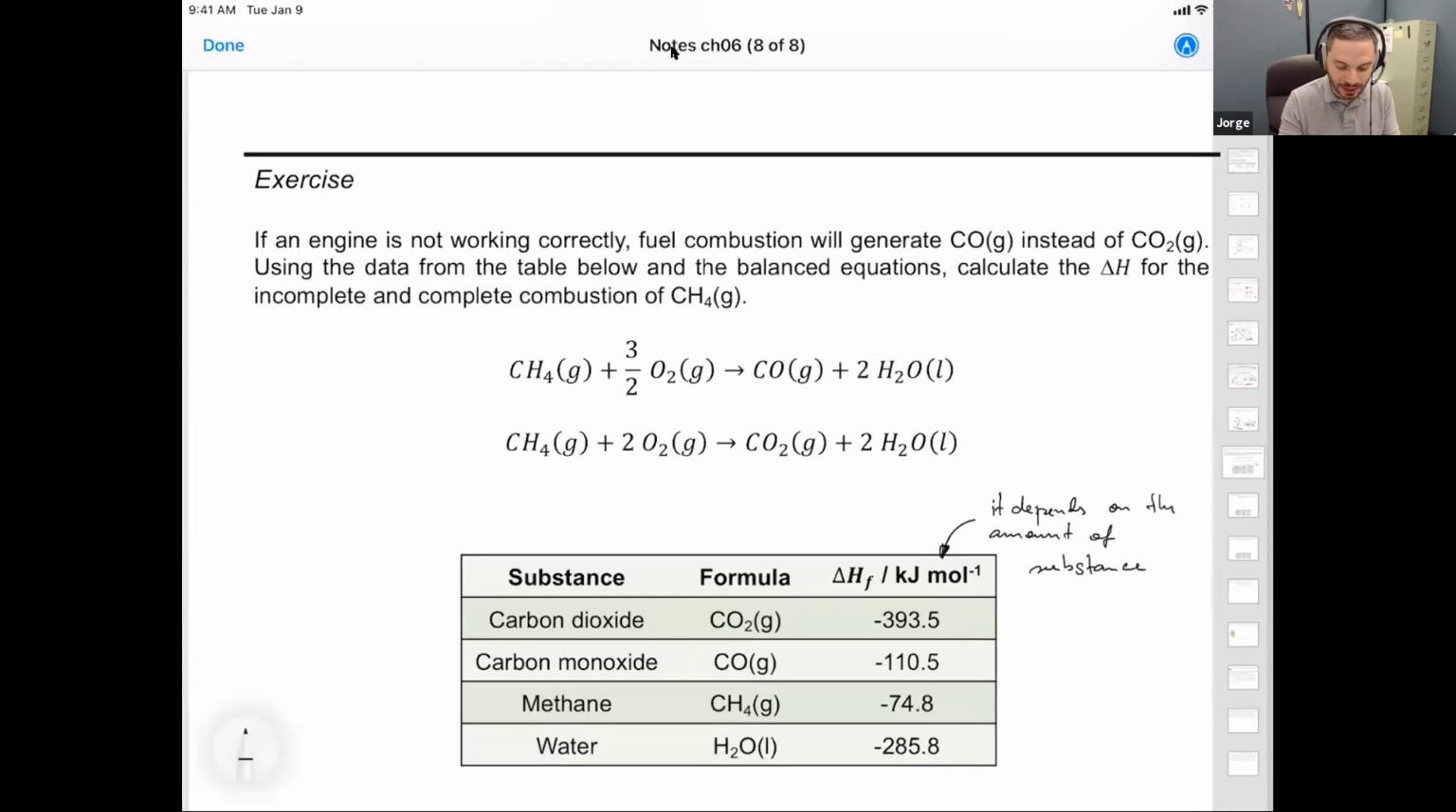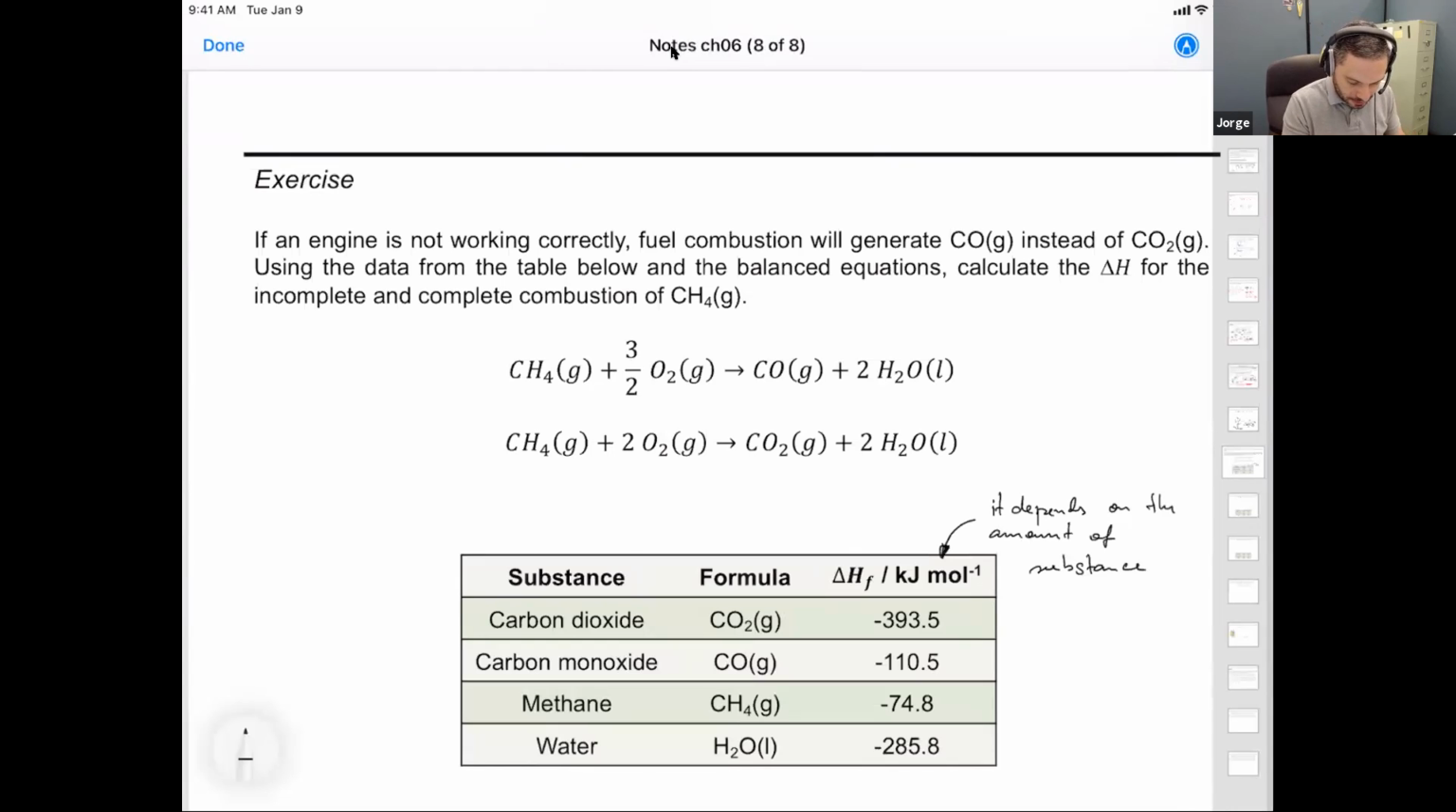See, Emmanuel, the difference between only using kilojoules or kilojoules per mole. When you use kilojoules per mole, you are saying that for each mole, that's the energy. And therefore, it will depend on the amount of substance.